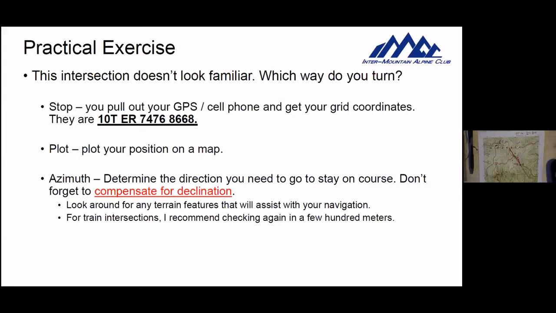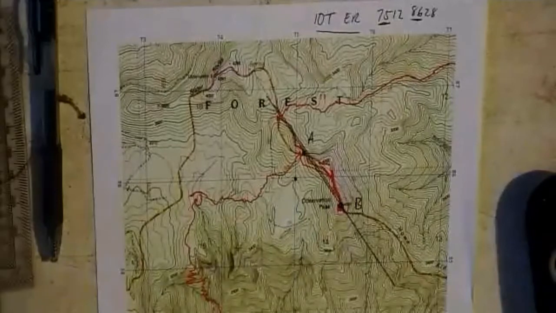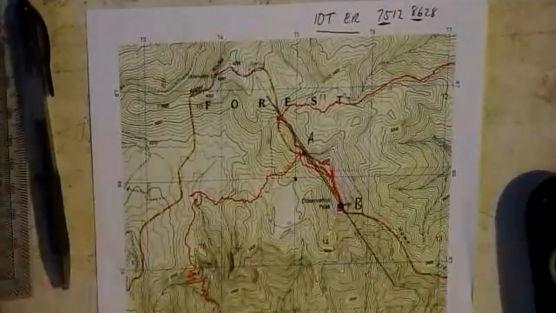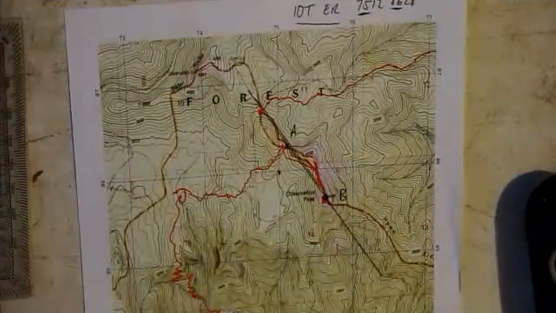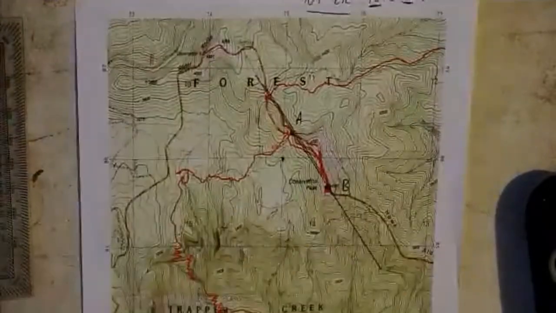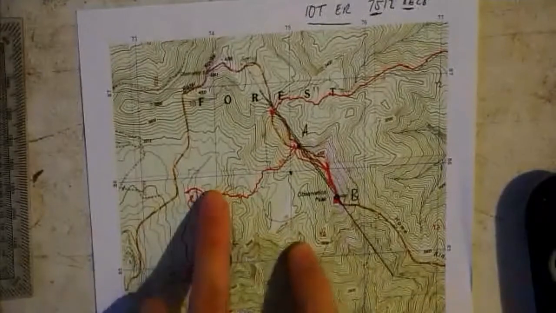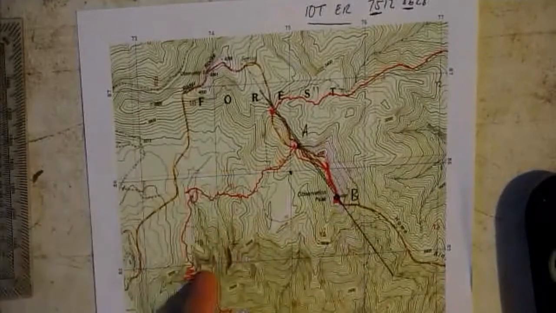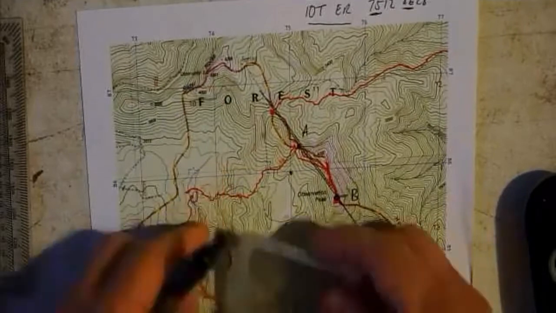Let me walk you through. Okay, so we decided to stop. Our grid coordinate was 10 Tango Echo Romeo, which we already know is down here in the bottom. And then we were in the 7486 grid square. So we're going right to 74 and then up to 86.